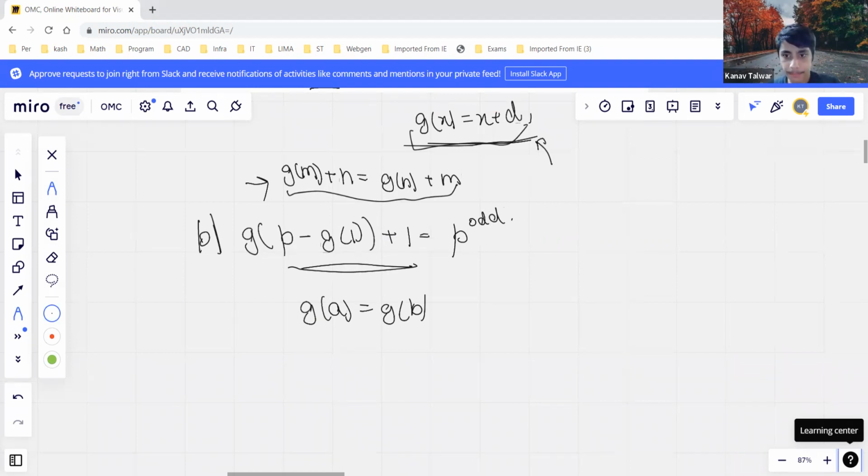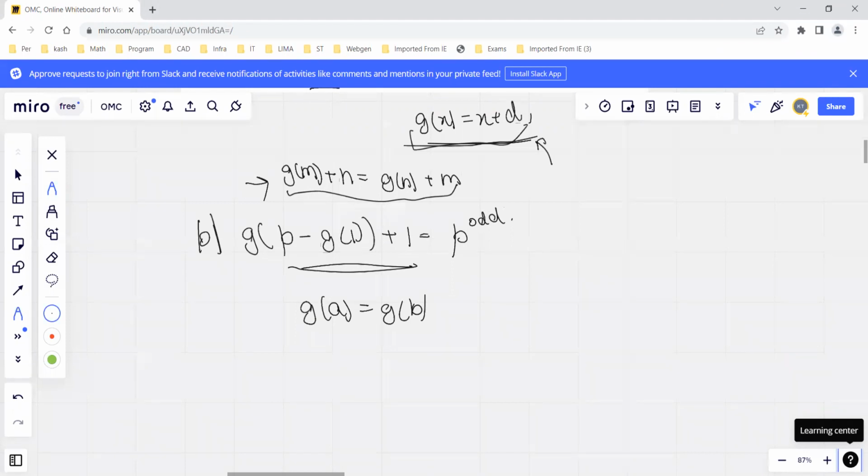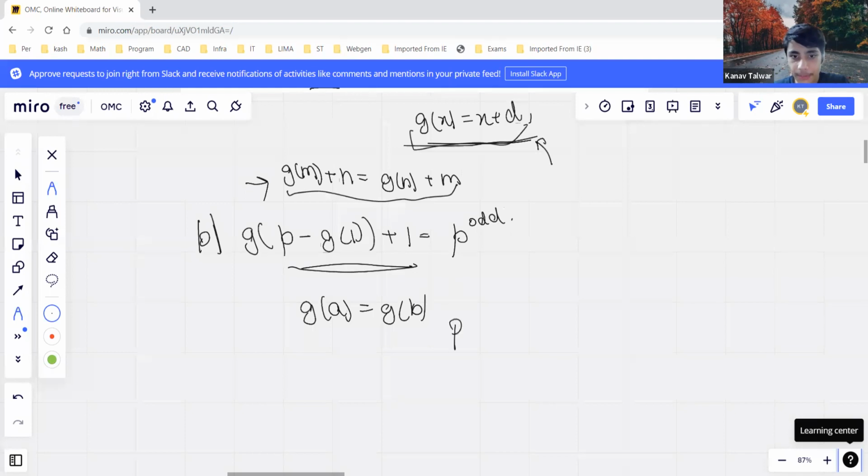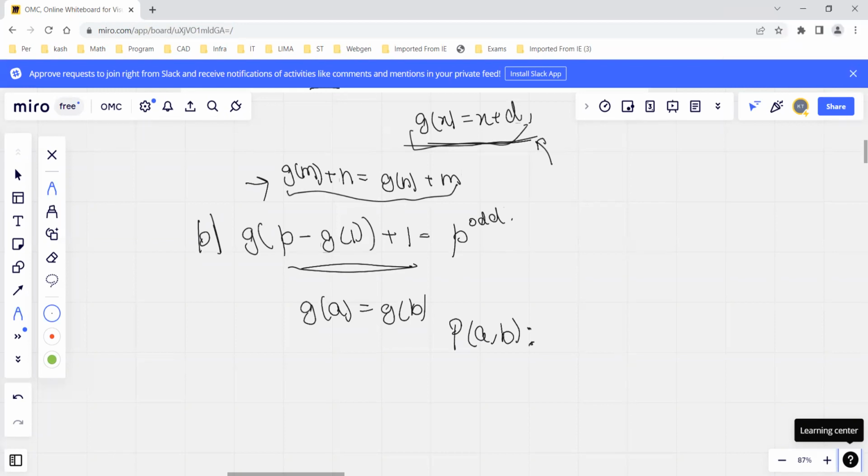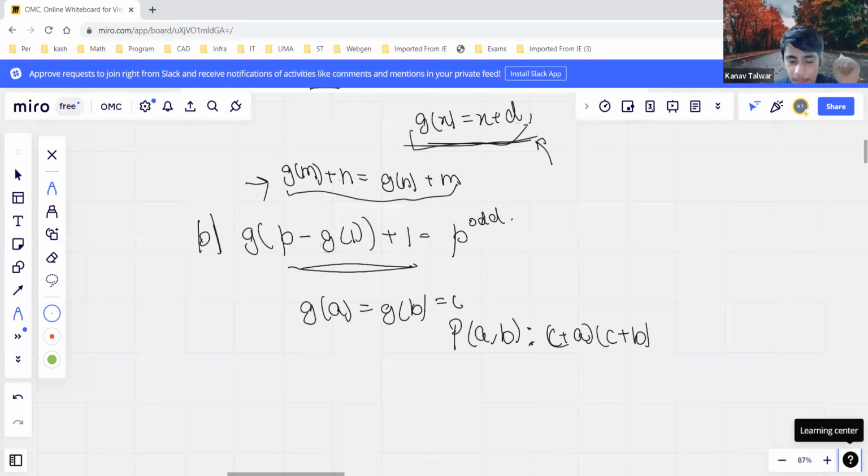Okay, go ahead. g(a) equals g(b). Can you plug in m and n as both a and b in the original thing? Let's call the assertion P(m, n), so you want to do P(a, b). Right. It will give us a perfect square already. This is a perfect square.